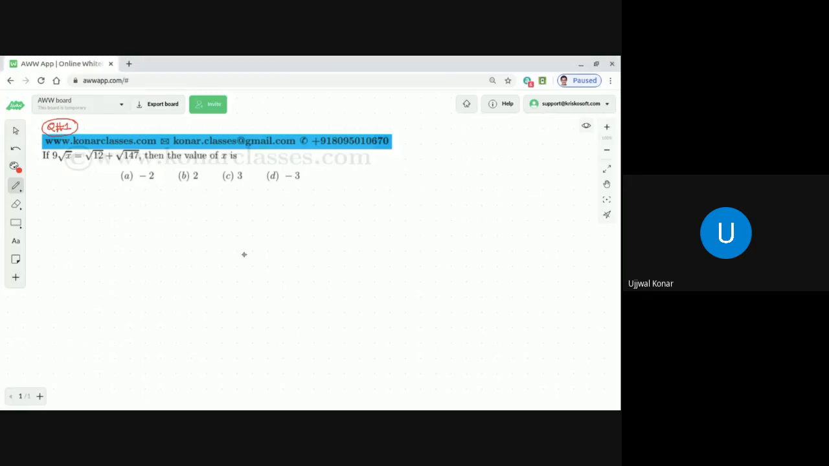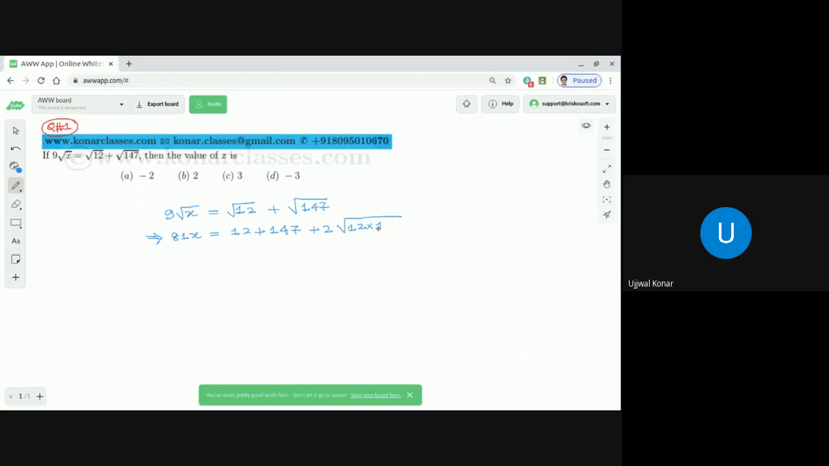There is another approach I can show. Let me use a different color. What is given is that 9 square root of x is equal to square root of 12 plus square root of 147. So let's square both sides. Then what we'll get is 81x is equal to 12 plus 147 plus 2 into square root of 12 into 147.